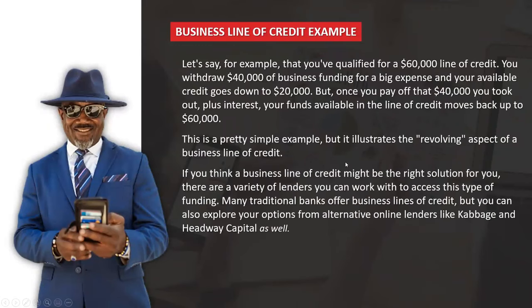I like that. Okay, here's a business line of credit example, pretty much what we talked about before. You qualify for a $60,000 line of credit. You withdraw $40,000 of business funding for a big expense, and it takes your available credit down to $20,000. Once you pay off the $40,000 you took out plus interest, your funds are back available to $60,000. Super easy to understand.